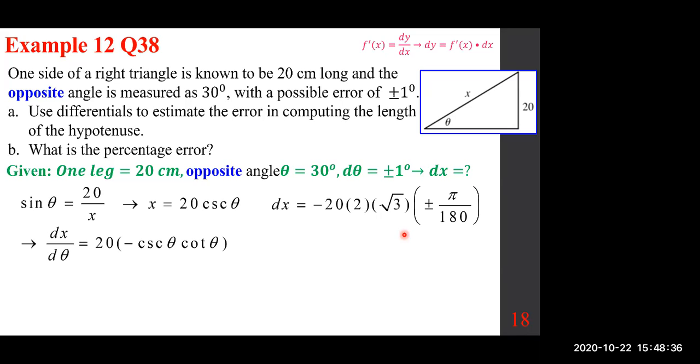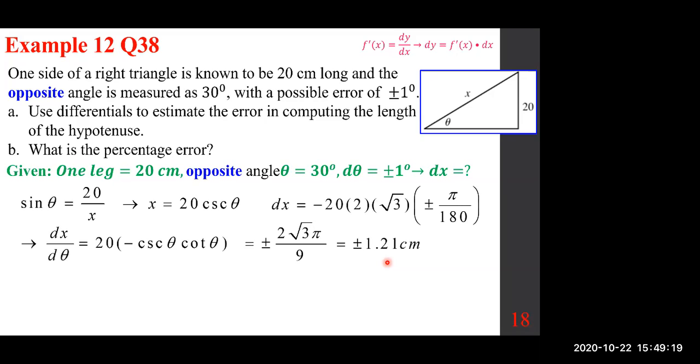I can't really emphasize this enough. I hope everybody is comfortable with that. So plug in, evaluate, and that results in plus minus 2 square root of 3 pi over 9. And if you evaluate with pi as 3.14159, it gives you plus minus 1.21 centimeters. So this is 20 centimeters with a maximum error of either adding or subtracting 1.21 centimeters.